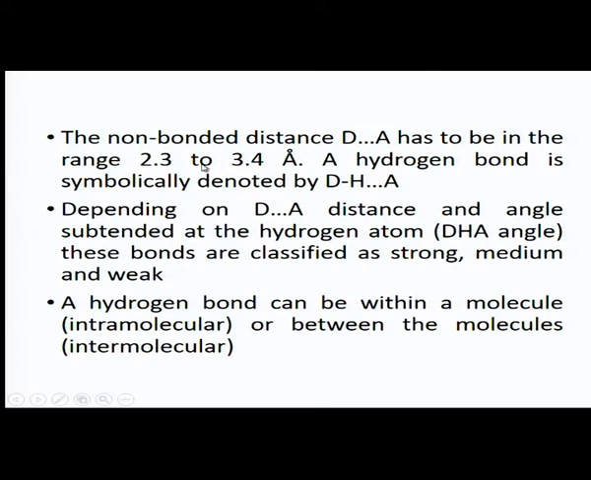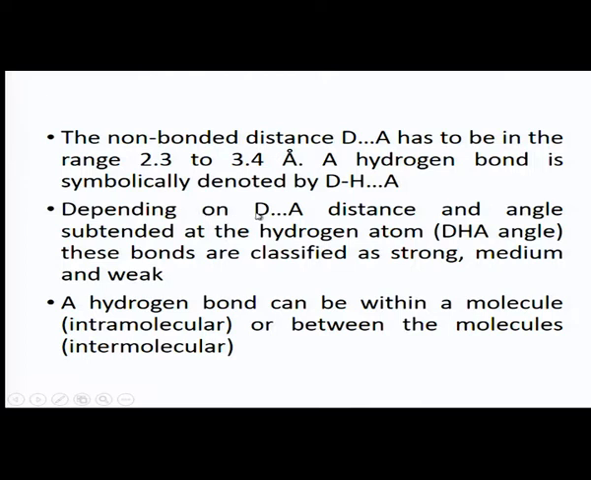The non-bonded distance d(H...A) has to be in the range 2.3 to 3.4 angstrom. A hydrogen bond is symbolically denoted by D bonded to hydrogen, then dot dot dot acceptor. D is the donor, A is the acceptor. The donor is bonded to the hydrogen.